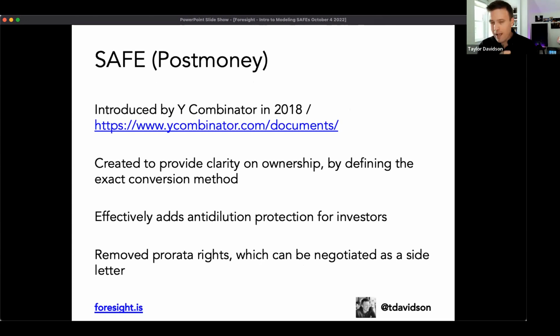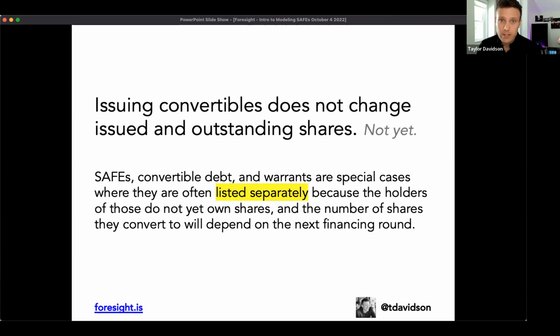And the idea was that it was an evolution of the safe. The intent and goal of it was to clarify this idea of ownership by clarifying the exact conversion method. And we'll discuss how that shows up. But there's a couple of things that people do or don't like, depending on your point of view. They're introduced in the post-money safe around anti-dilution protection, or clarifying pro rata rights, for example, that can be thought of differently. So there's some differences in the structure, and there's definitely a difference in terms of how it gets calculated in terms of conversions.